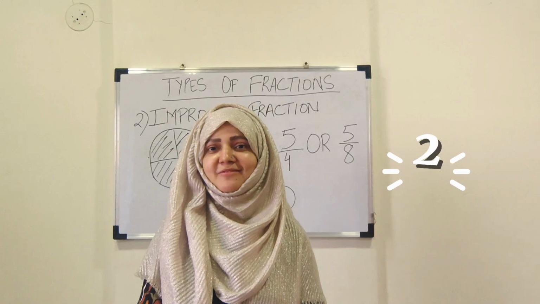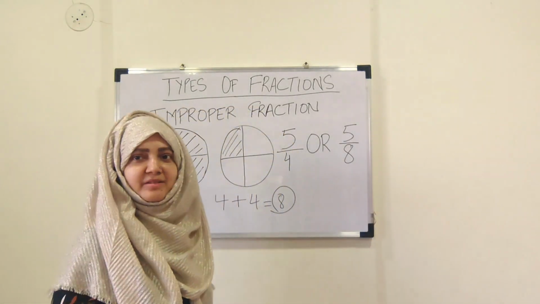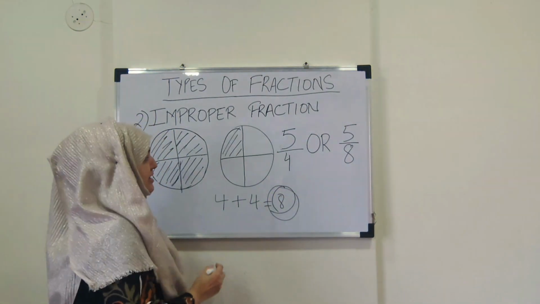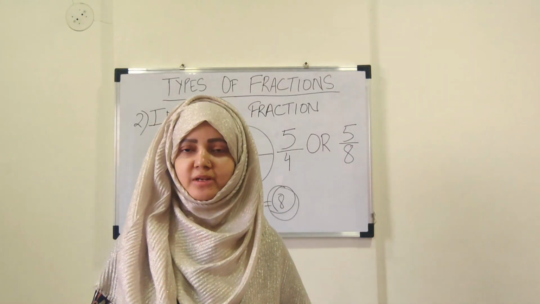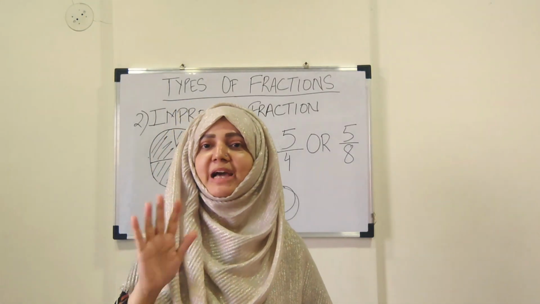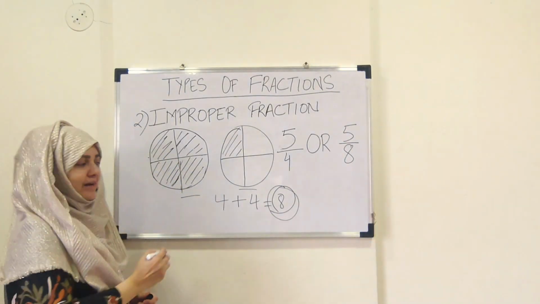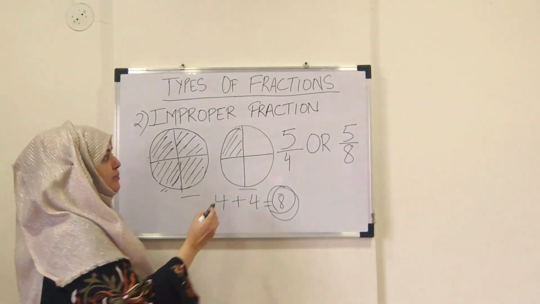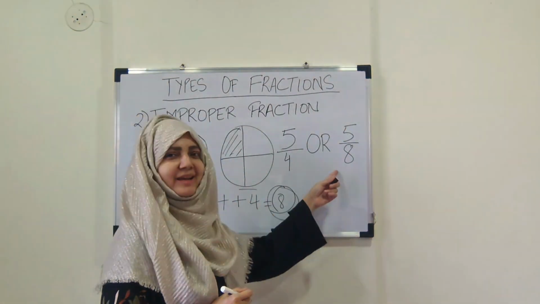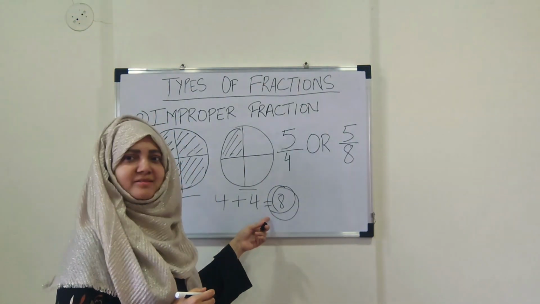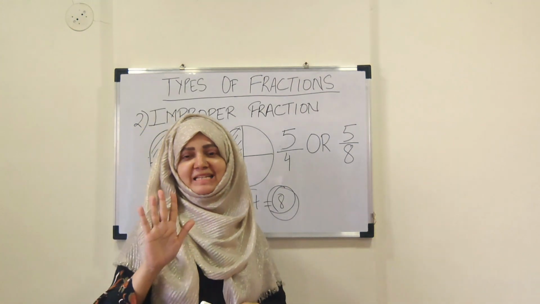We have 2 pizzas. We cut each into 4 equal pieces. So the total pieces are 8, correct? 4 plus 4. So 8 slices are there in total. Now the question is, if I eat 5 slices, that is 4 slices from the first pizza, that is 1 whole, and 1 more slice from the next pizza. So is that 5 by 8? Because the total pieces are 8. Seems correct, right? But wait.